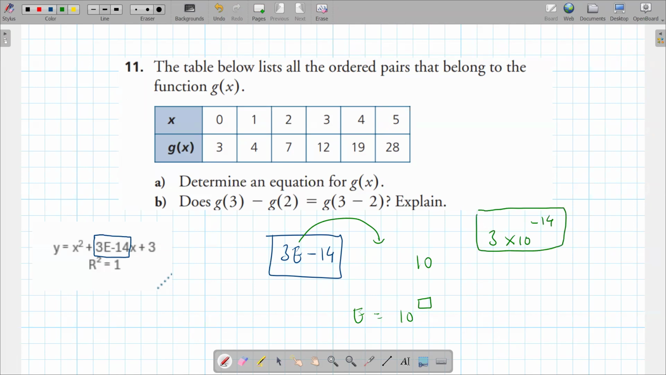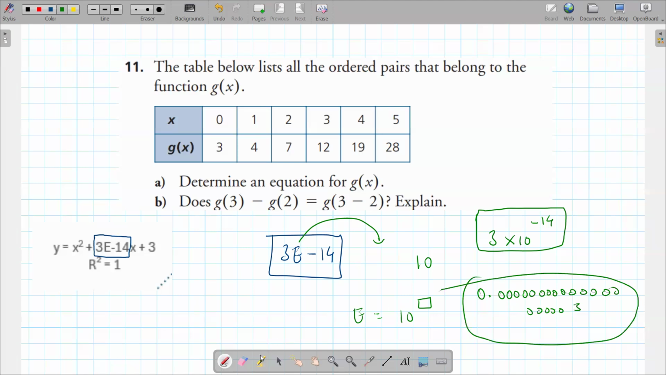Is that a big number or a small number? A small number. A very, very, very small number, right? What this means is that 10 to the negative 14 means you have 0 point, and then you have 14 zeros, like this, and then you have this 3 at the end. So it's a very, very small number, okay?